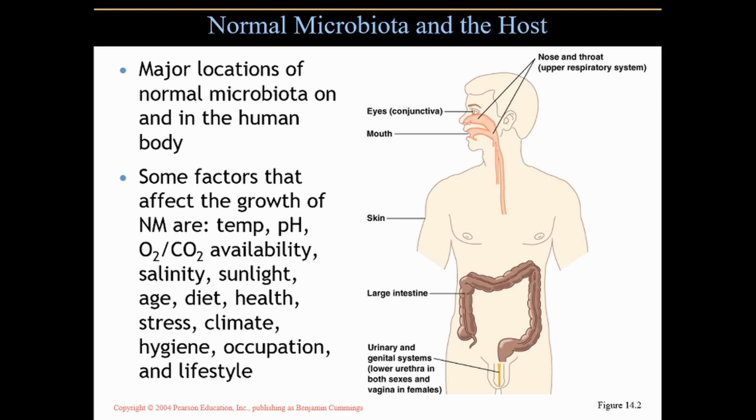Some factors that affect the growth of normal microbiota are temperature, pH, oxygen and carbon dioxide availability, salinity, sunlight, age, diet, health, stress, climate, hygiene, occupation, lifestyle. So the point of that is, yes, I read them off. You could read that yourself. But the point is, of course, there are many things that affect the normal microbiota that are living in us and on us. So where we live, the job we have, who we're around, all those things are affecting our normal microbiota. So, for example, I'm a teacher and I'm around hundreds of kids every day, and I'm teaching them and instructing them, and I'm in an environment where microbes are all over the place.